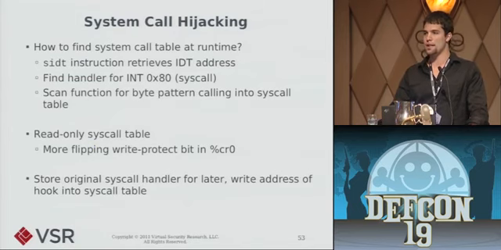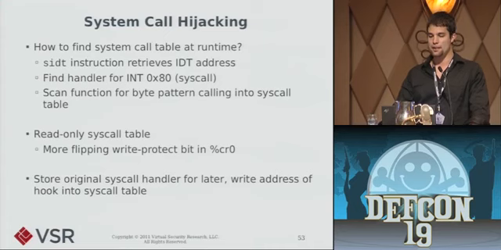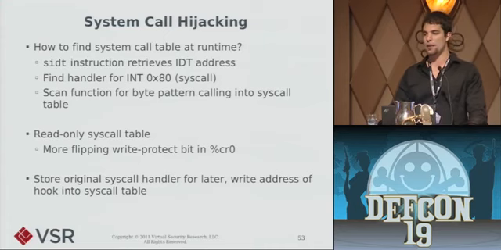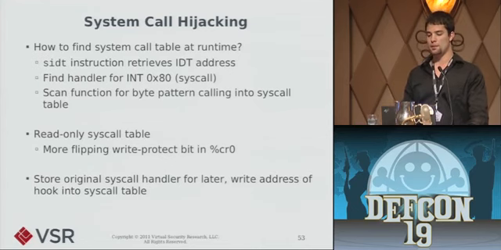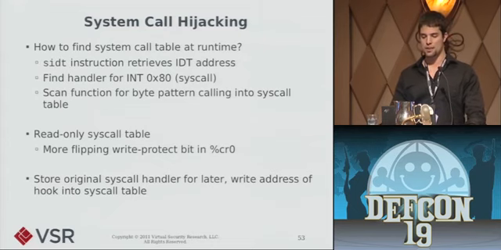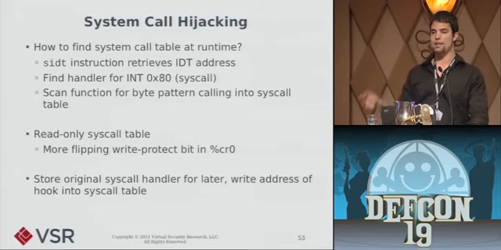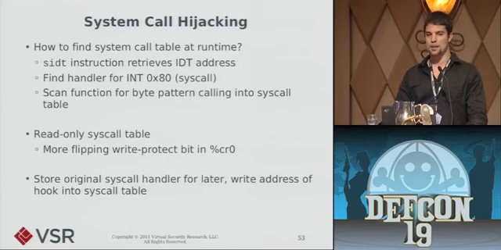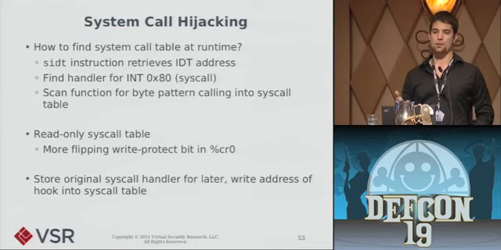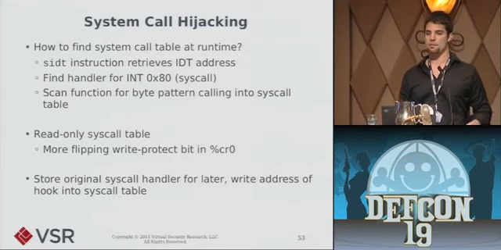How to do this, it's been done before. I find the system call table at runtime by issuing an SIDT instruction, which is an x86 instruction that finds the base address of the interrupt descriptor table. And I just index into this table and pull out the handler for int 0x80, which is the system call. So that's the entry code for what happens when you make a system call. I scan this function for a byte pattern indicating it's making a call into another table, and this other table is the system call table. So you do that, now I know where the system call table is. And the system call table is just a table of function pointers that represent handlers for what happens when you make a system call, like close or open, et cetera.